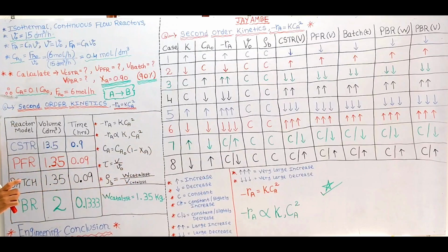I hope you understood, okay? Now, in terms of volume, in the case of the packed bed reactor, we required a larger reactor volume of 2 cubic decimeter, right? As compared to the PFR and batch reactors, where we required 1.35 cubic decimeter of reactor volume. I hope you understood, right? So if we select from the PFR and batch reactors, then we require lesser reactor volume as compared to the packed bed reactor, right? I hope you understood, okay?